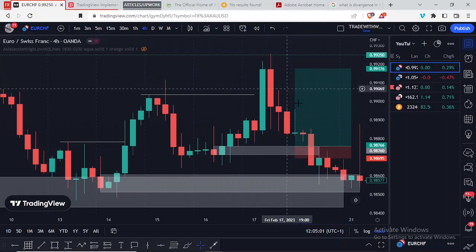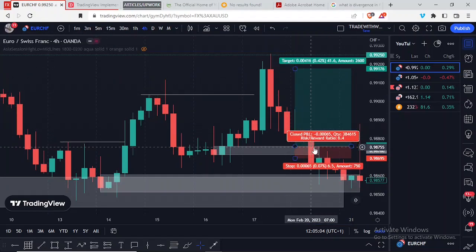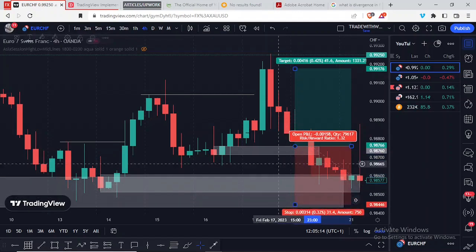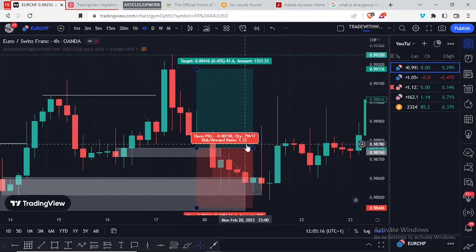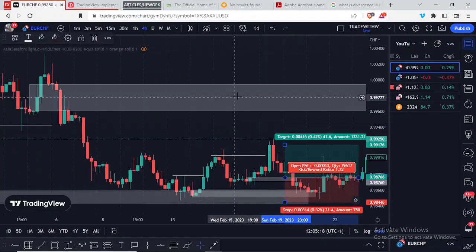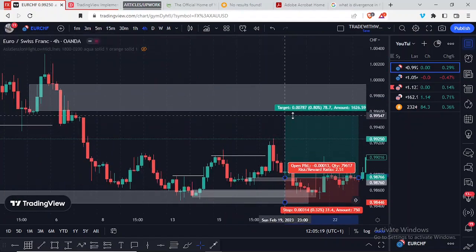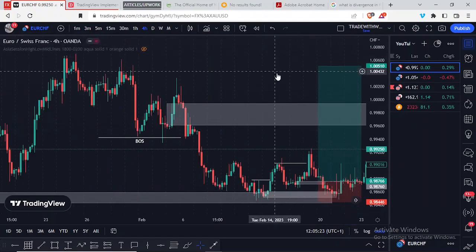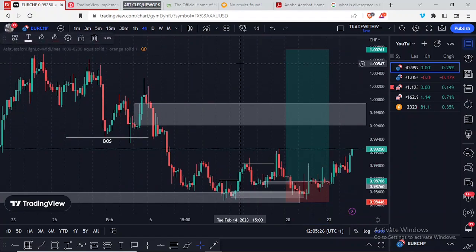This is a 6 pip stop loss. Wow, this is a 6 pip stop loss on Euro CHF. So you know, I was advising a 40 pip stop loss, since it's a swing trade. Over here, let's use 30 pips, and the risk to reward is 1:6. So the targets should be the weekly targets. Then our target should be the weekly targets, not the daily targets.